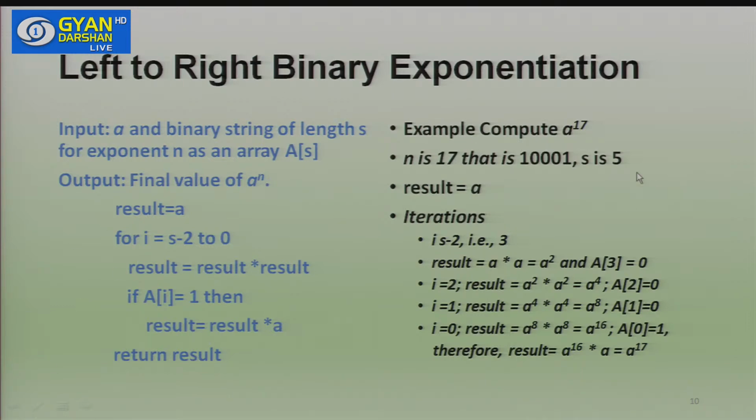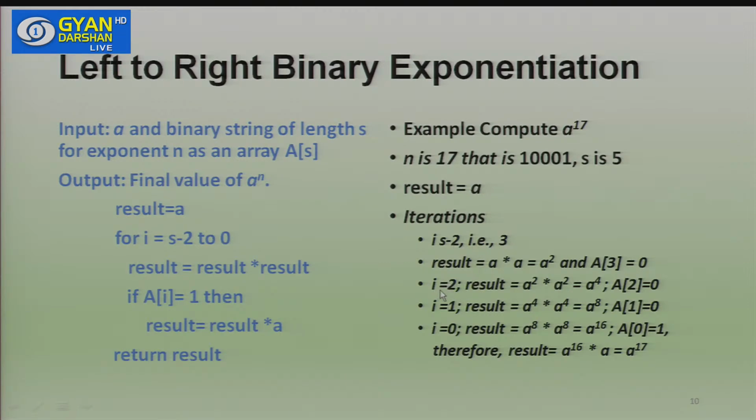How will this particular algorithm be executed? So let's compute the value of A to the power 17. So n is 17, that is 10001. S is 5. Let's say we are starting with result equals A. Iteration, we are starting the value of I as S minus 2, that is 3, right? So the value of A3 equals 0, so we just compute A square, and nothing is to be done.